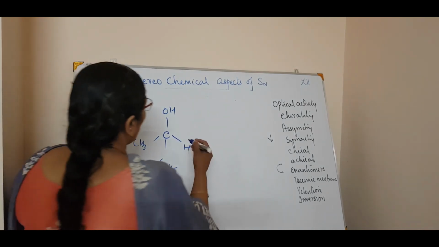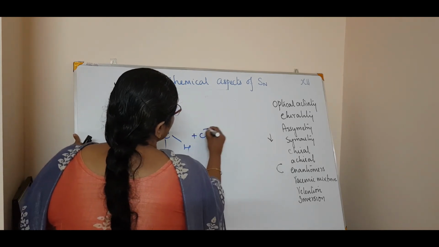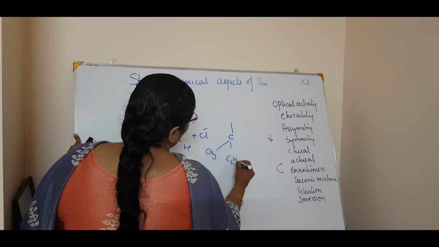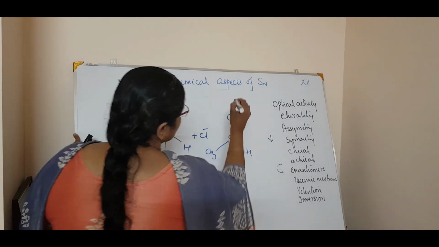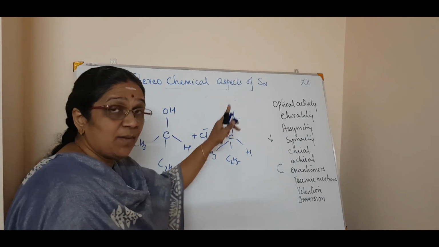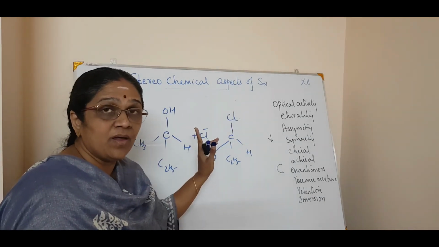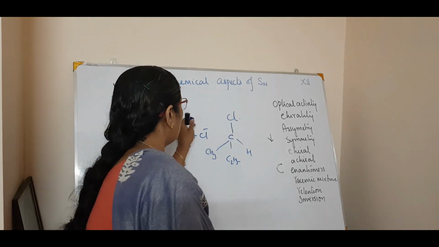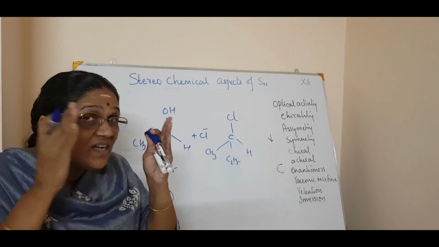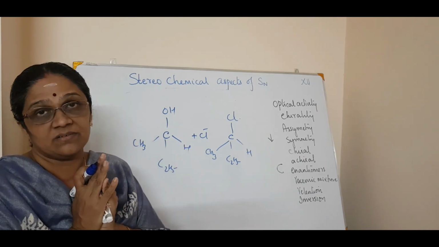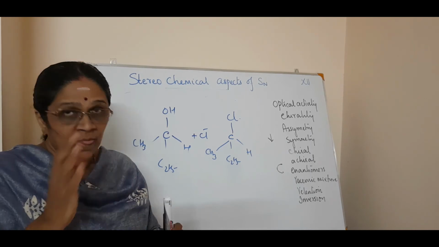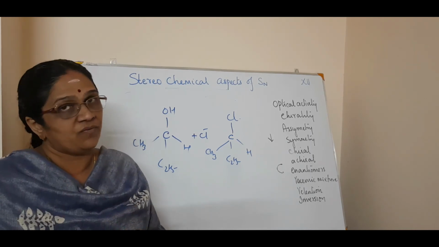Now, if I want to replace this OH by Cl minus, what will happen? All other bonds remain the same. Even the C-OH bonds are the same, the angles are the same, everything is the same, but only the OH is replaced by Cl. All other things are preserved, its integrity is preserved. So that is called retention of configuration. There is no change in the configuration.